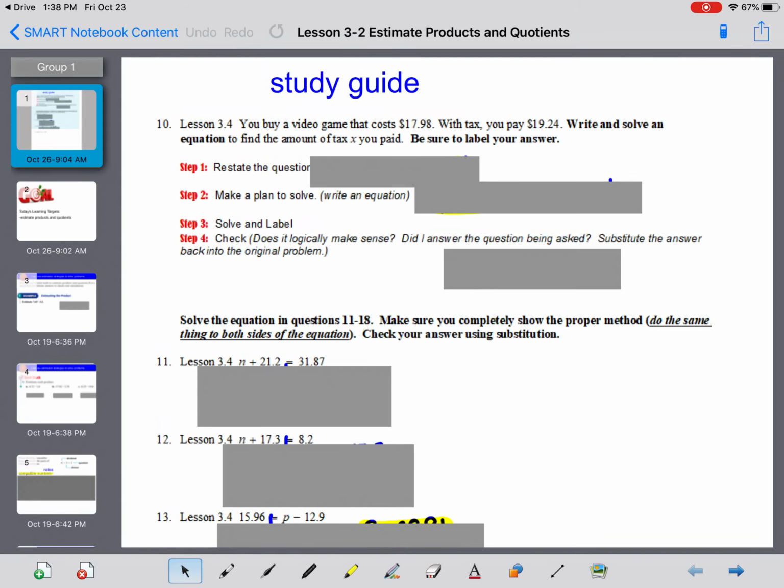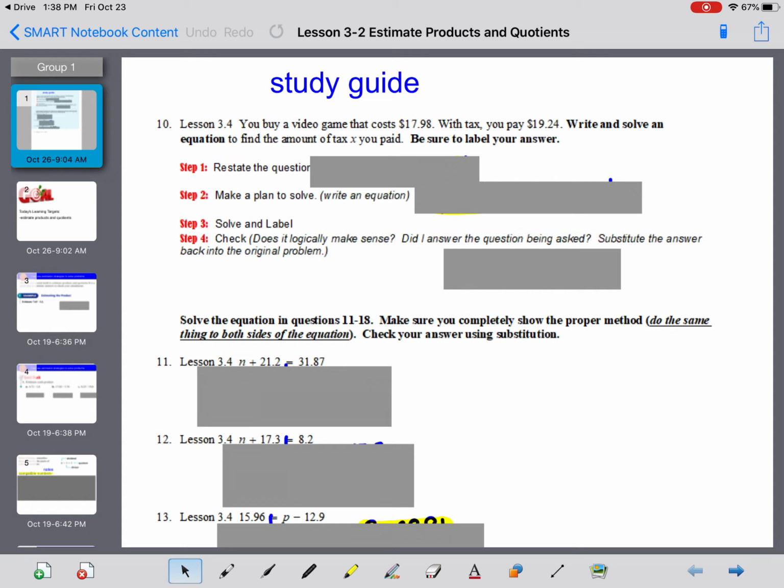This is Lesson 3-2 from the Algebra Readiness textbook. To begin this lesson, I'd like you to pull out your notes packet and begin working on these 4 study guide problems. Once you've completed these problems, unpause the video and continue.